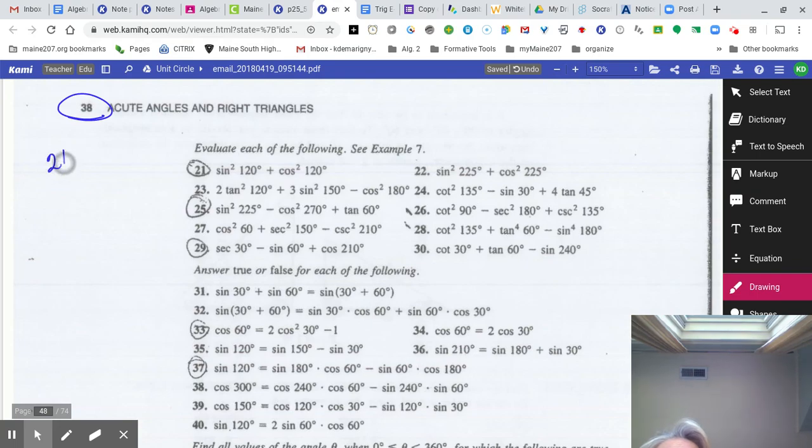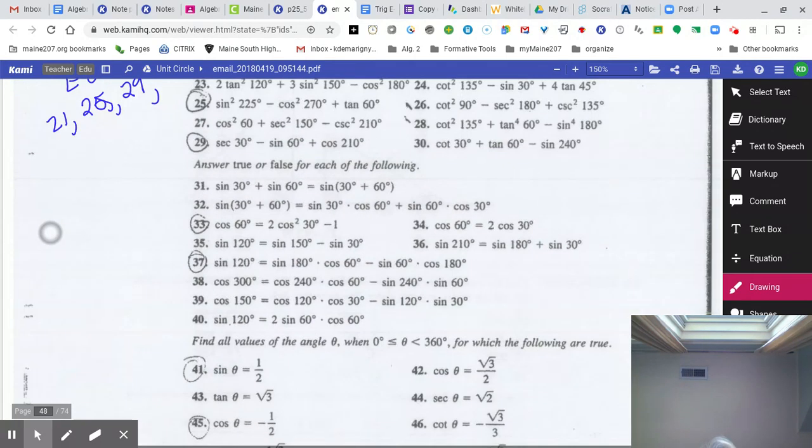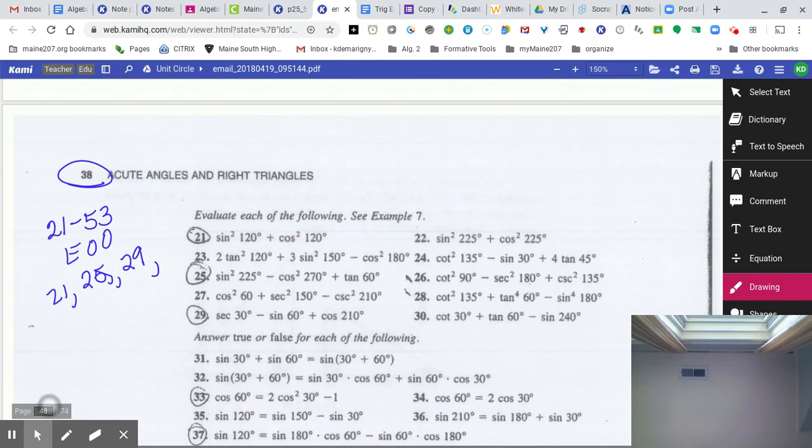We are going to ask you to do 21 to 53 every other odd. So 21, skip 23, 25, ooh, skip 27, do 29, all the way, and we've circled them for you, I believe. Okay.